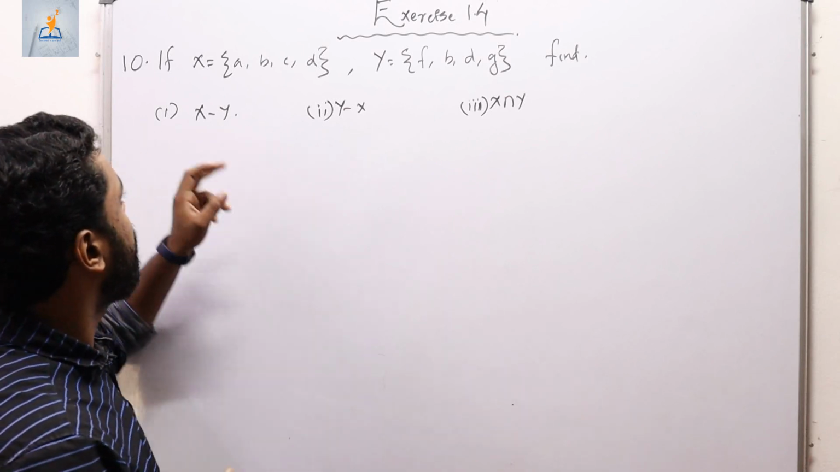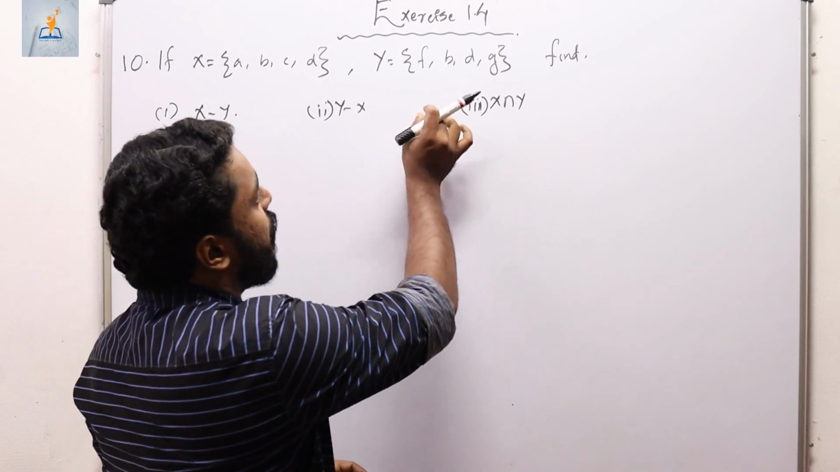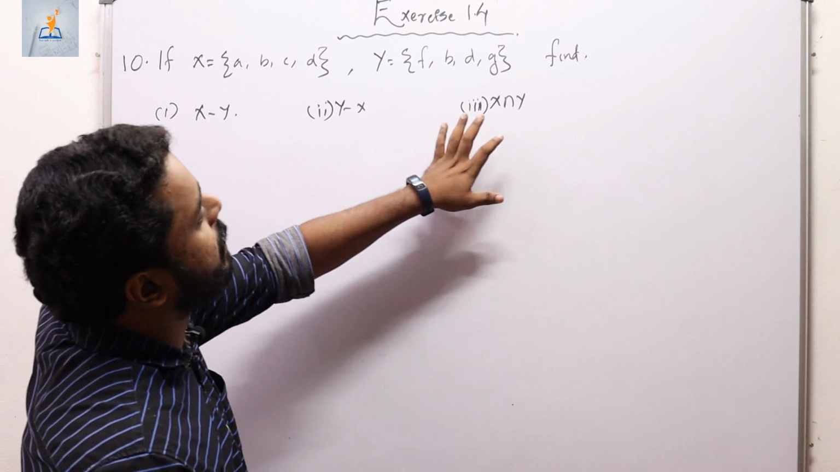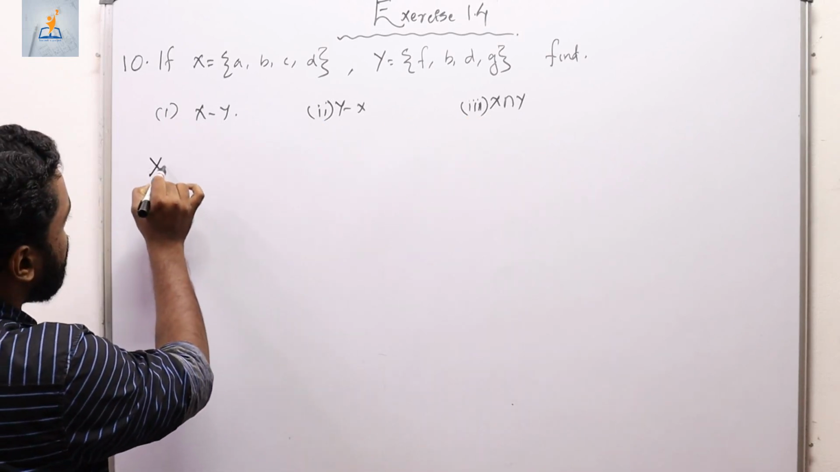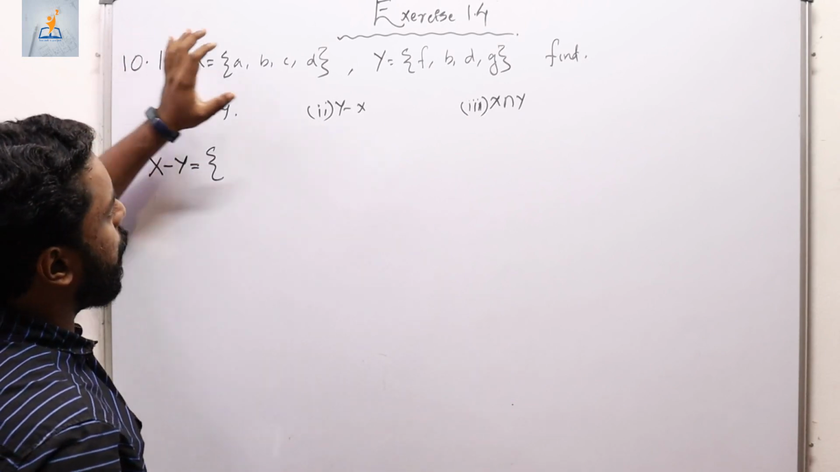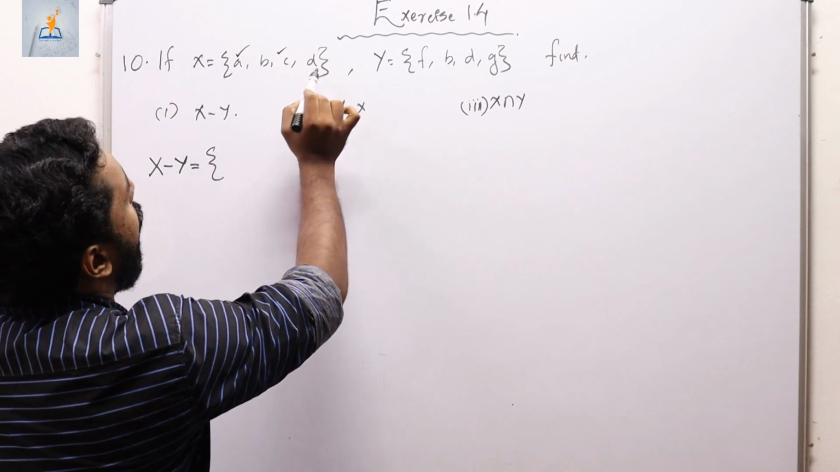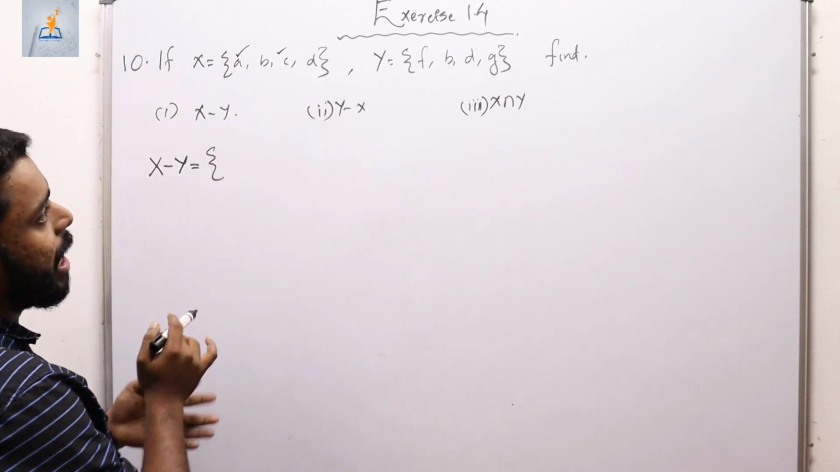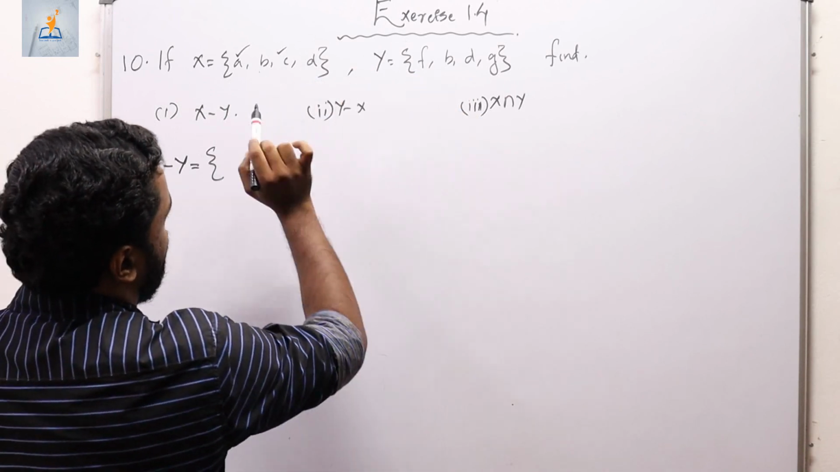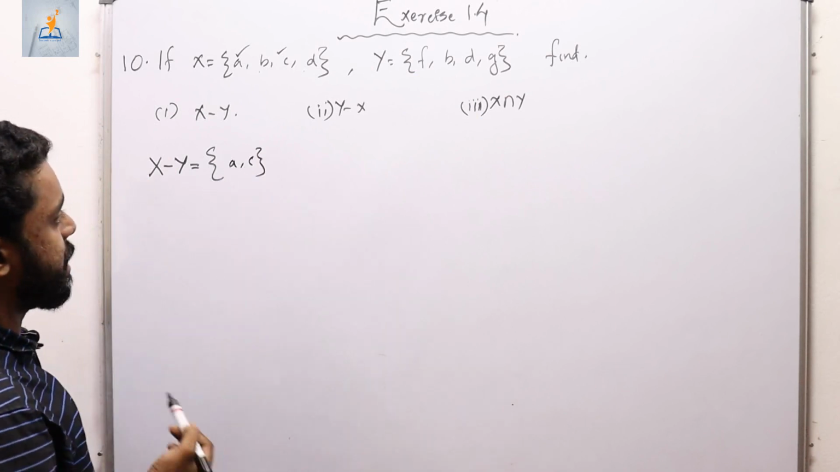The question is that if x is equal to the set of all a, b, c, d and y is equal to the set of all f, b, d, g, then we are asked to find x minus y, y minus x and x intersection y. X minus y will be the set of all elements in x but not in y. We know that a and c are the only elements which are in x but not in y, because b is there in y and d is there in y. So a, c will be the set x minus y.